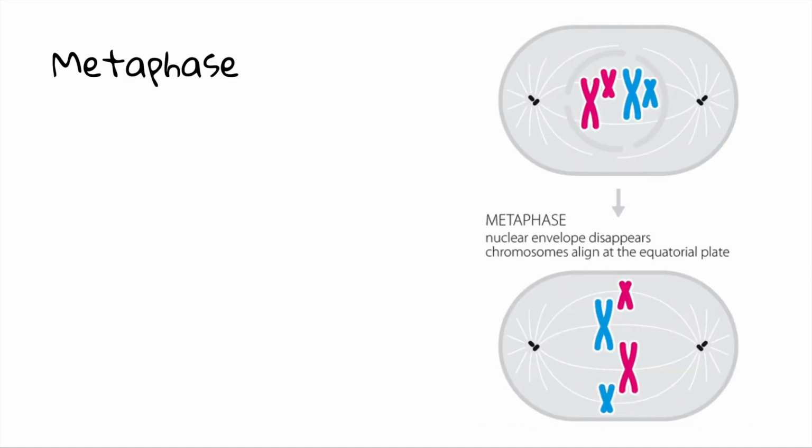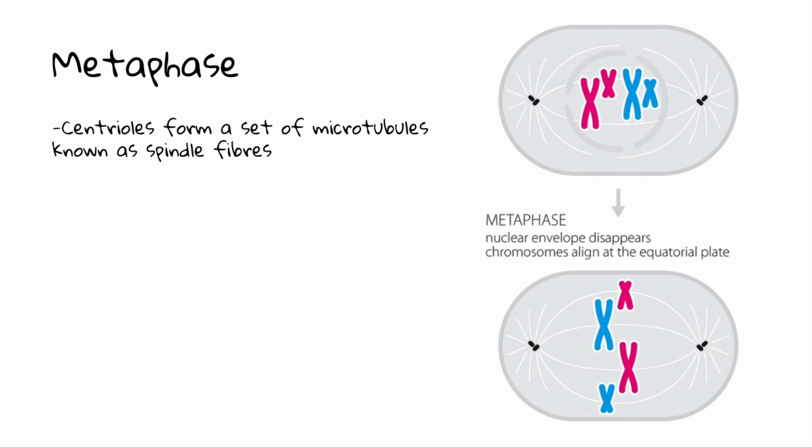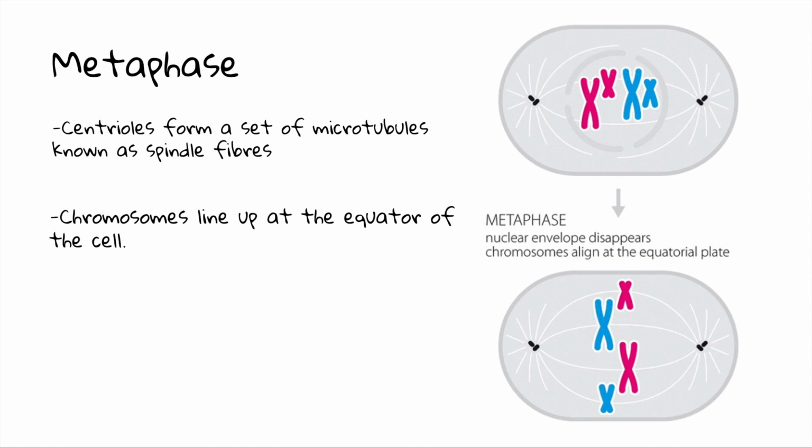The second phase is metaphase. So the microtubules continue to grow and they attach to the centromeres on each chromosome. Two attachment points on the opposite side of a centromere allow the chromatids of the chromosome to attach to the microtubules from different poles. So when the chromosomes line up at the equator of the cell, the spindle fibers attach to the centromeres, and each sister chromatid is attached to a spindle fiber from the opposite poles of the cell.